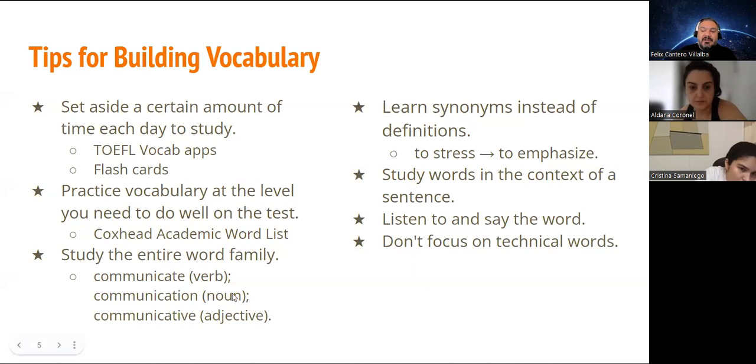Part of speech are these: verb, noun, adjective, what function it has. Then, instead of learning definitions, make sure you learn synonyms. So, for example, to stress in the context, like remember last class we were talking about secondary meanings. Stress, we know what stress is, how it feels. But if you're using it as a verb, it doesn't mean that you're stressing a word, like the word doesn't have feelings. So it's to emphasize. So this is a secondary meaning, and emphasize, you already know. So, okay, this is a secondary meaning in this way as well.